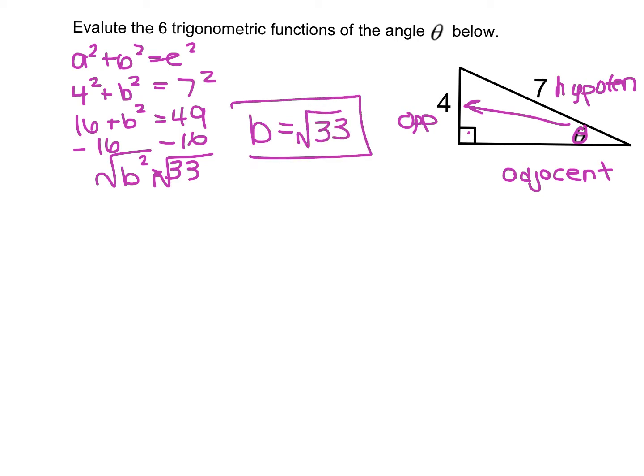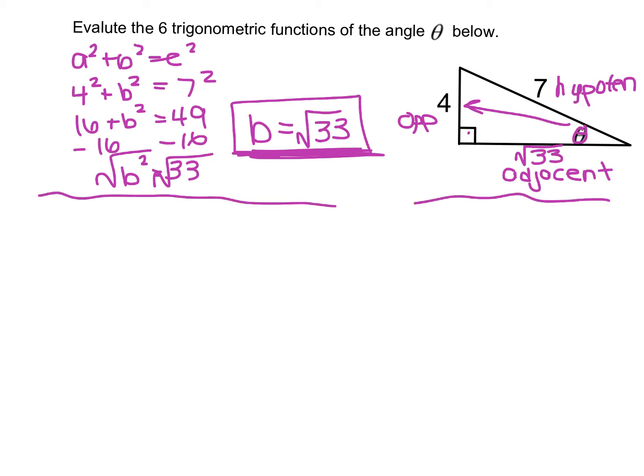Now for these, we're going to leave them as simplified square roots. We're not going to use the decimal version because that's not the most exact version. So since 33 is not divisible by any perfect squares, the square root of 33 is as simple as it goes. So here my adjacent side length is the square root of 33. So now I need to move forward and find my 6 trigonometric ratios. So here I'm going to start by finding my sine value.